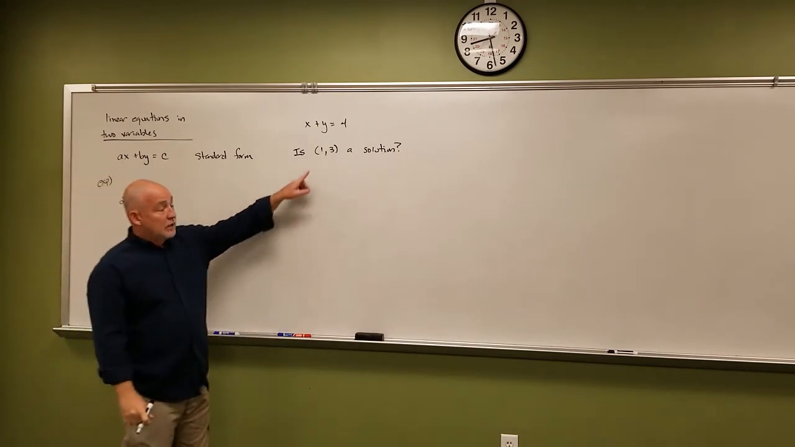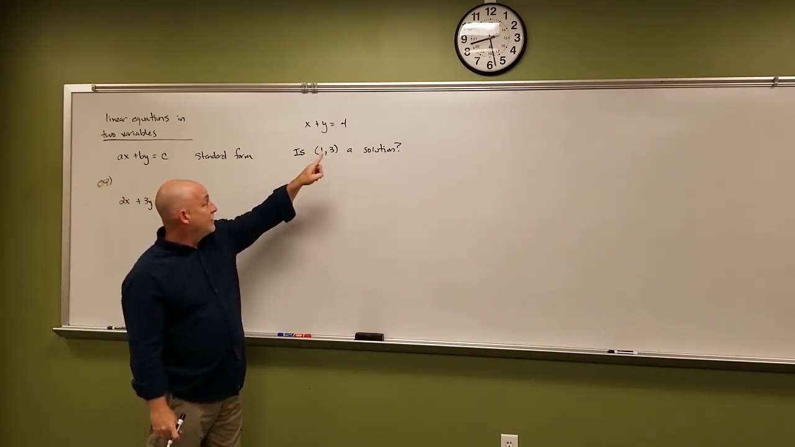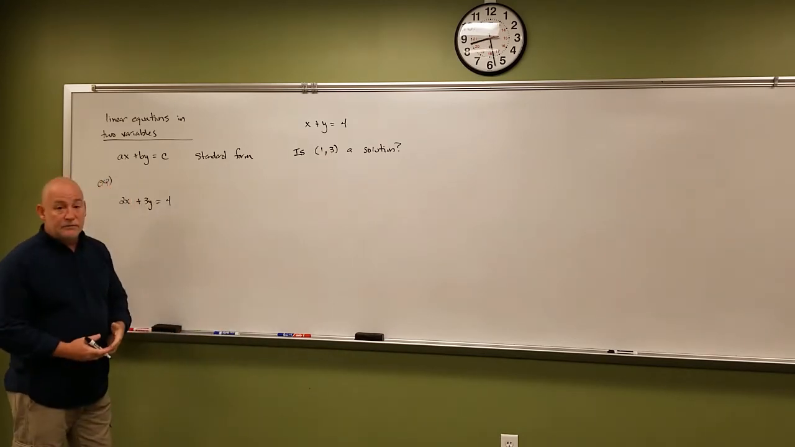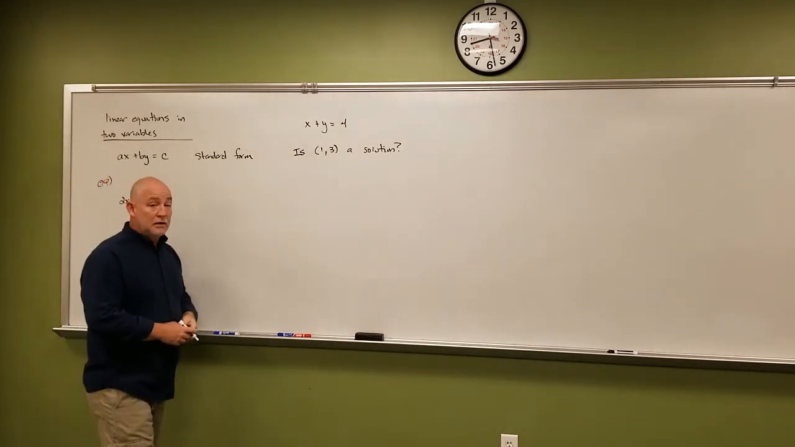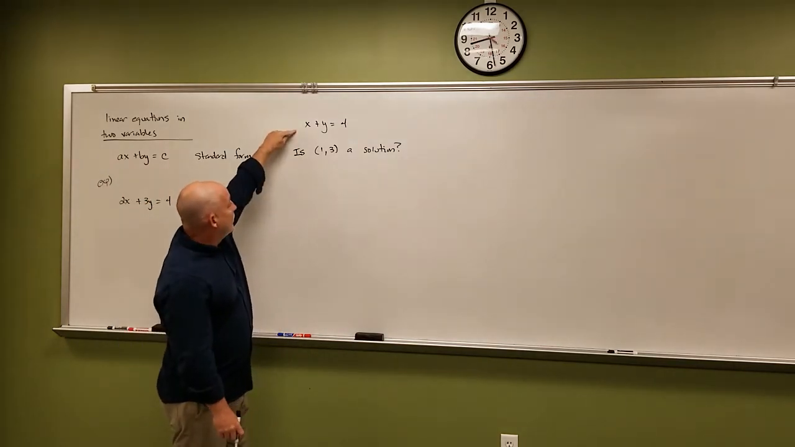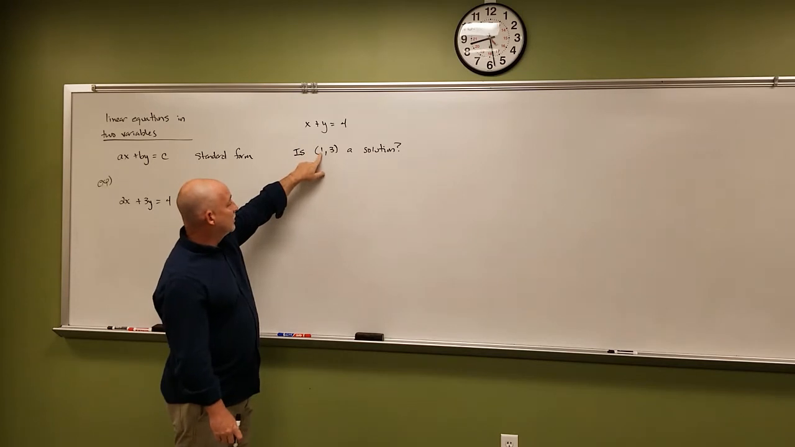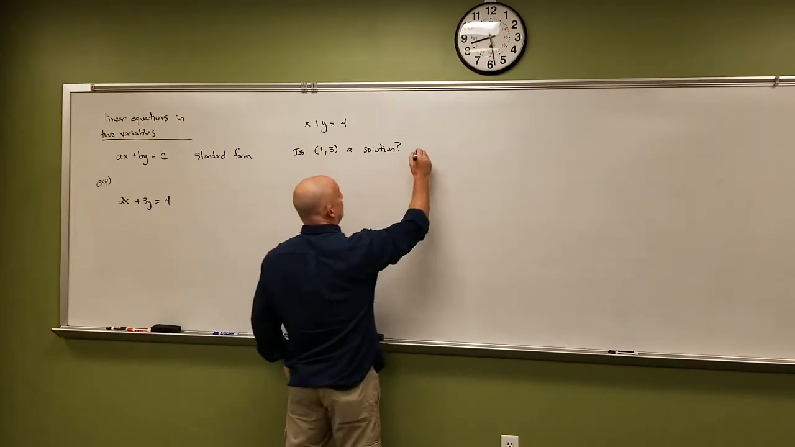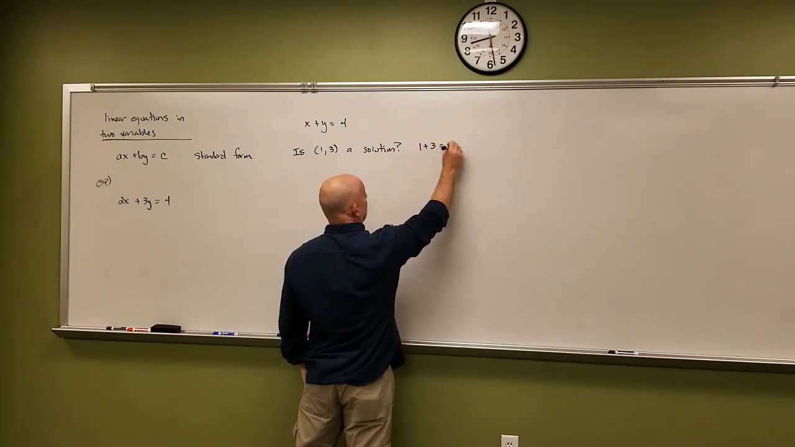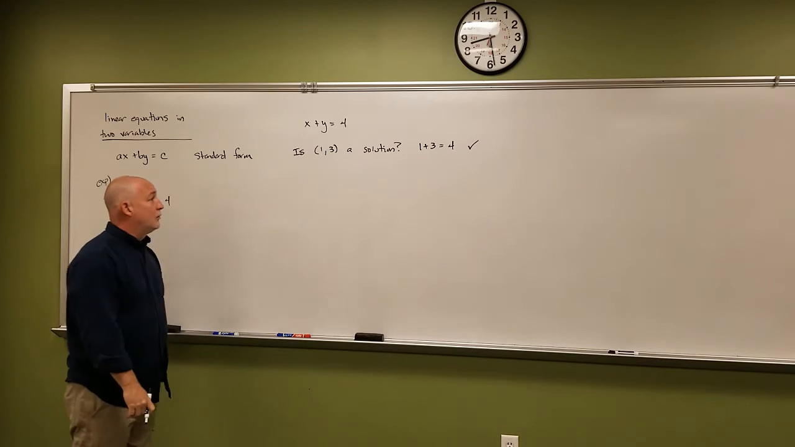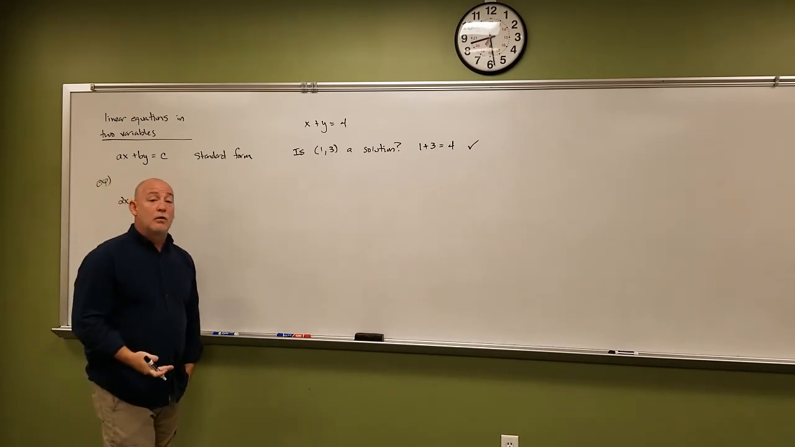Now remember, when you're given a point, the first value is an x value, the second value is a y value. And how do we always check to see if something's a solution? Well, you plug it into the original equation and see if it gives you a true statement. So here's my original equation. Everywhere there's an x, I'm going to put a 1, and everywhere there's a y, I'm going to put a 3. So I end up with 1 plus 3 is equal to 4. Well, that's true, right? 1 plus 3 is 4, so (1, 3) is a solution to that equation.